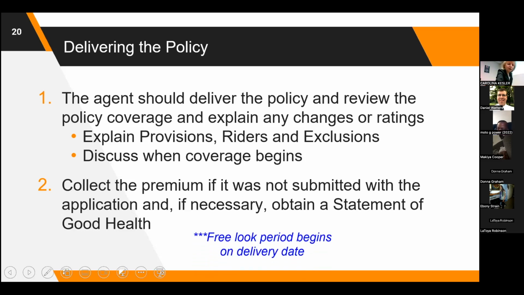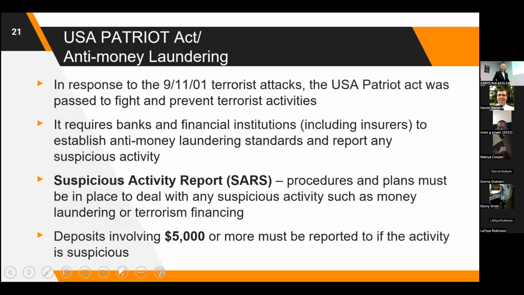Gotta love technology, right? The USA Patriot Act, anti-money laundering. In response to the 9/11 terrorist attacks, the USA Patriot Act was passed to fight and prevent terrorist activities. It requires banks and financial institutions, including insurers, to establish anti-money laundering standards and report any suspicious activity. Somebody very prominent in our country, they found 170 suspicious activity reports on them last week.